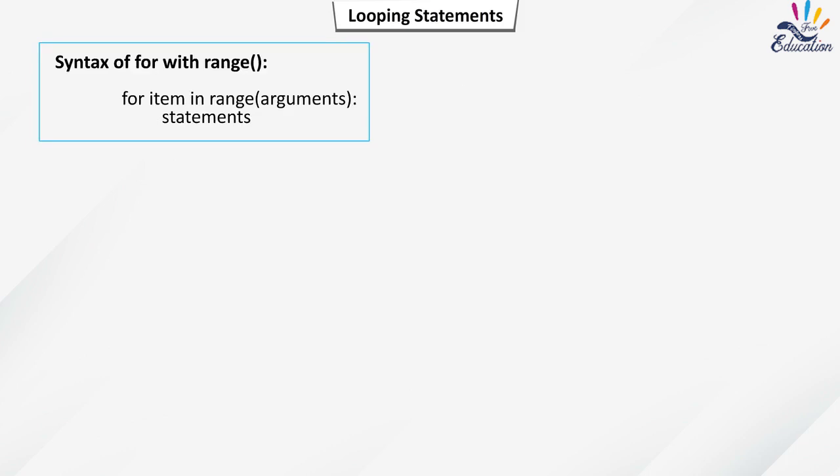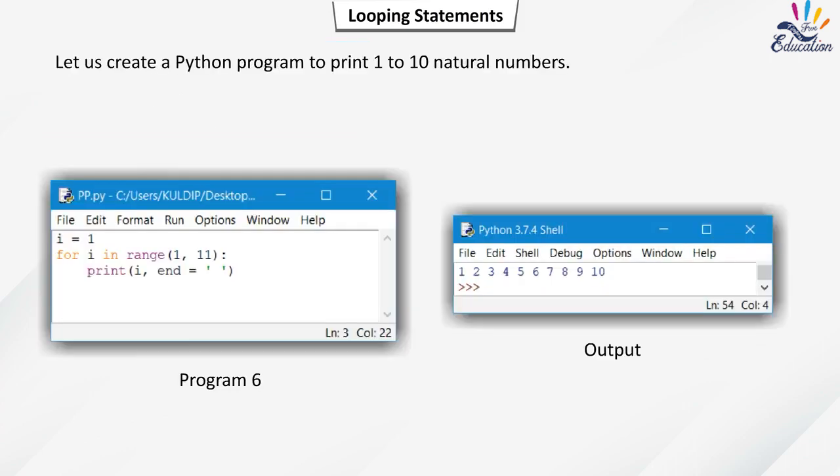Syntax of for with range. For item in range, arguments, statements. Let us create a Python program to print 1 to 10 natural numbers.